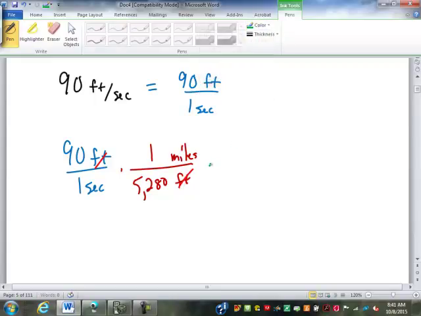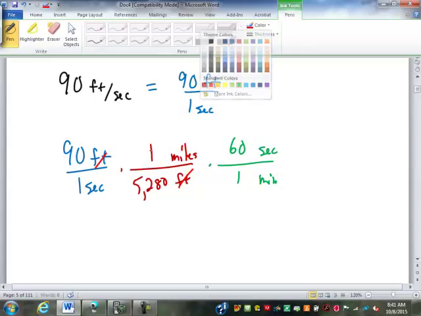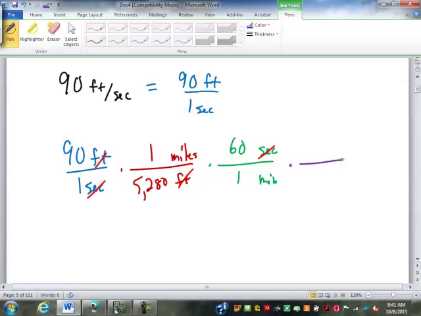But we also want to get rid of seconds, and we want to convert seconds into hours. Do we know how many seconds are in an hour? 60 seconds in a minute. Let's do that. We'll go to a minute first. 1 minute is 60 seconds. Now we can go from minutes into hours. 1 hour is 60 minutes. The minutes cancel out. Now we're in hours.